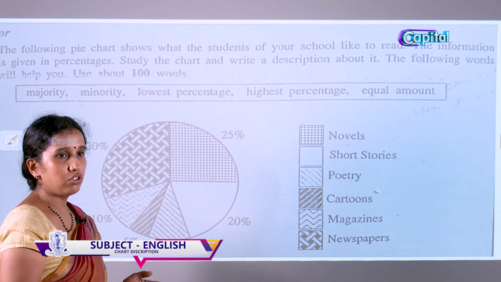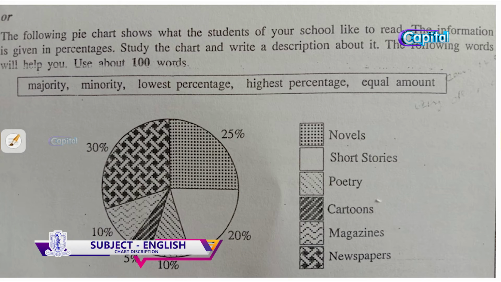In the first paragraph, you should give the introduction, the title. That means this pie chart shows what the grade 11 students of our school like to read. And what are the categories mentioned? The categories mentioned here are novels, short stories, poetry, cartoons, magazines and newspapers. Here there is no x-axis or y-axis, horizontal axis or vertical axis, so no need to write about them. Then go to the second paragraph with the key data.